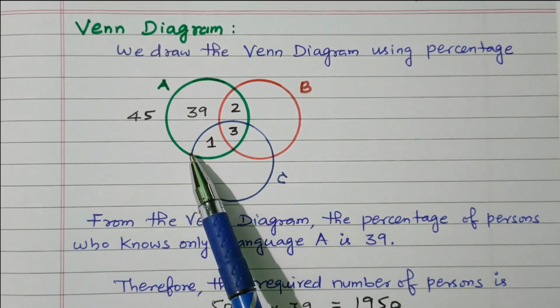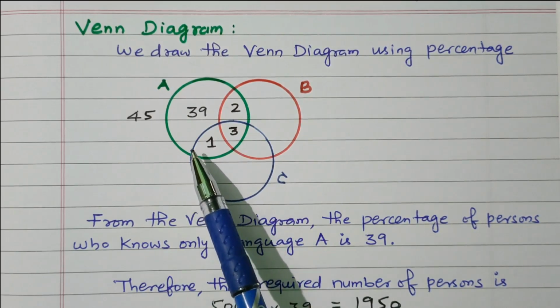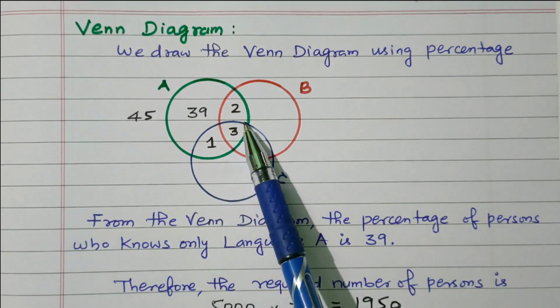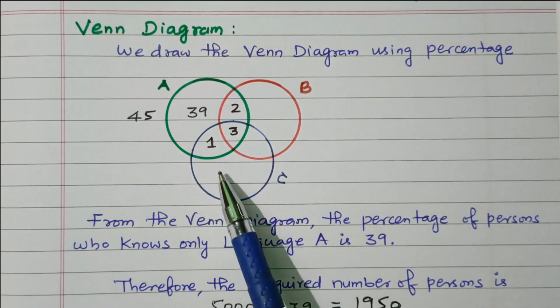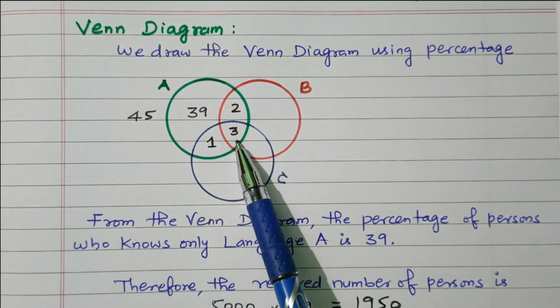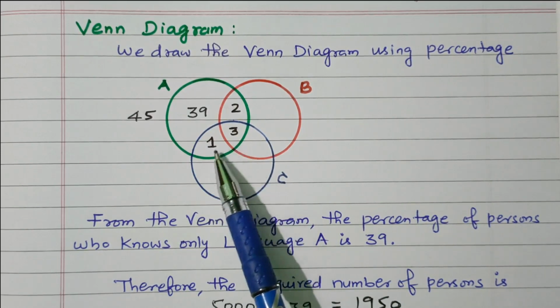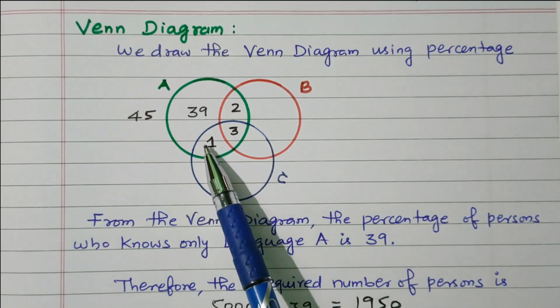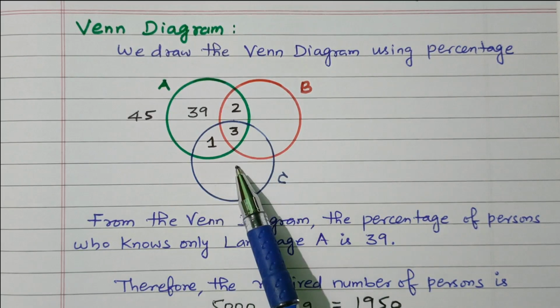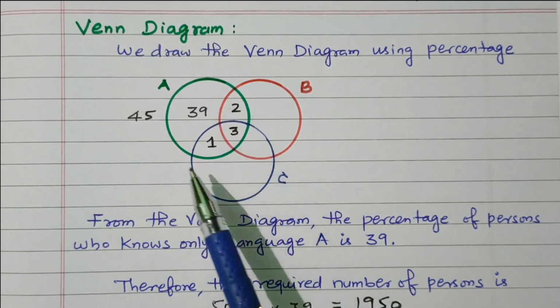Now the percentage of population that knows A and C, A and C is 4%. That is this area, A intersection C. This area is 4%. Out of 4%, 3% is already filled. So 4 minus 3, it is 1%. So 1% knows A and C. In that, 3% know A, B, C. Right? So now the data are filled.